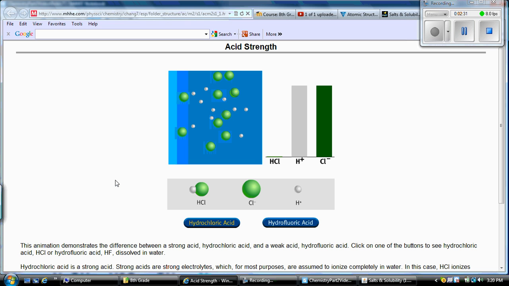So basically what that is showing you is when hydrochloric acid is added to water, it will completely separate so that all the hydrochloric compounds will separate into H+ or hydronium ions, the H3O, and chlorine ions. That's a strong acid. If you add the same amount of hydrofluoric acid, you'll see what happens.